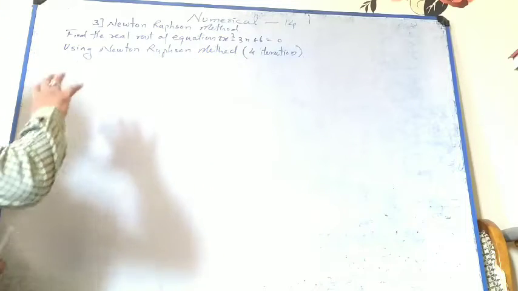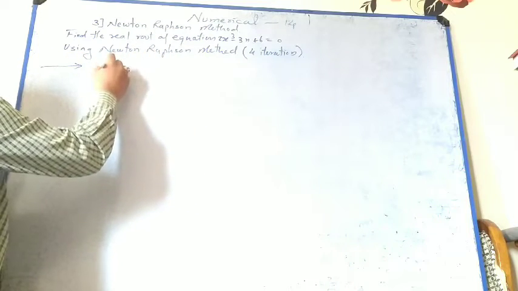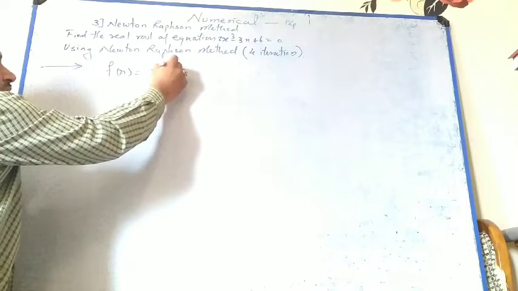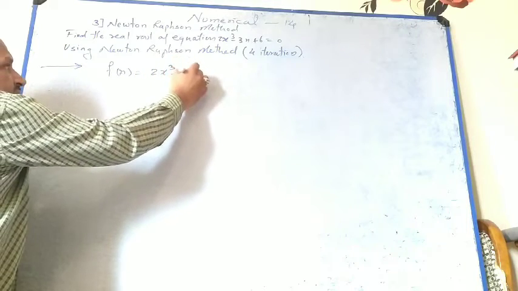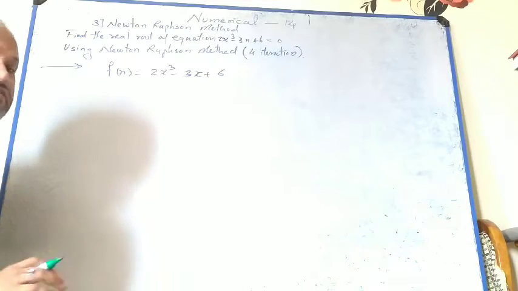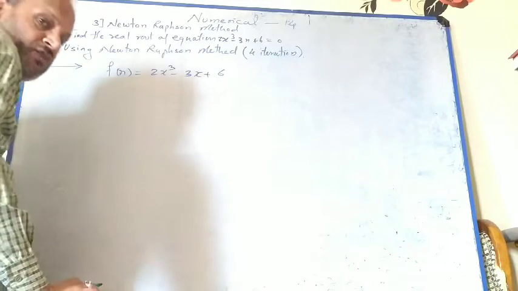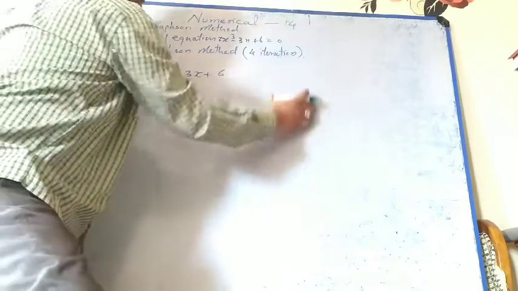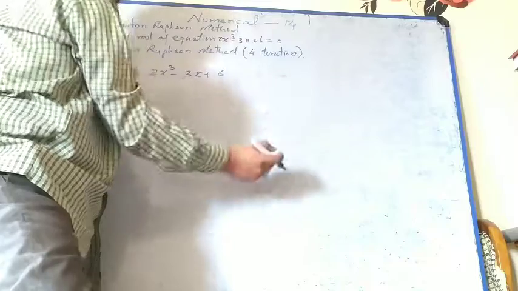Now how to attempt this? So first you start with the function given to you. Let us call this function f(x). It is 2x cubed minus 3x plus 6. Now here the interval is not given to you. You have to find the interval first. Now how to find the interval? So you do the rough work here. Okay, so rough work means what?